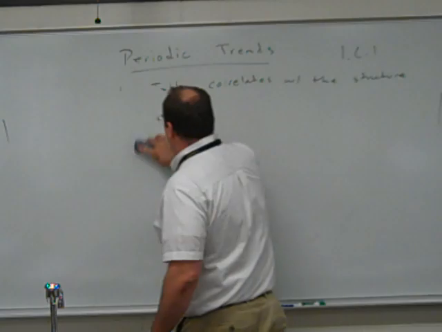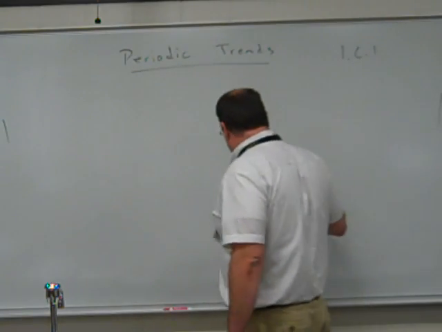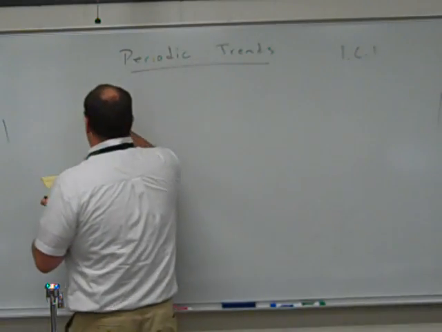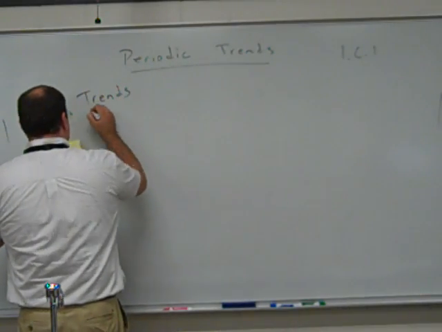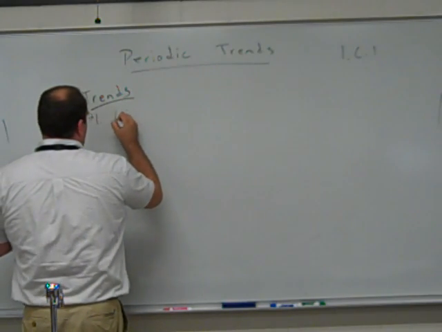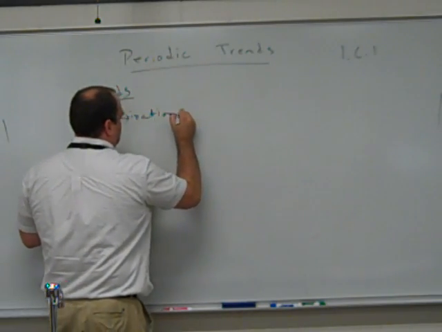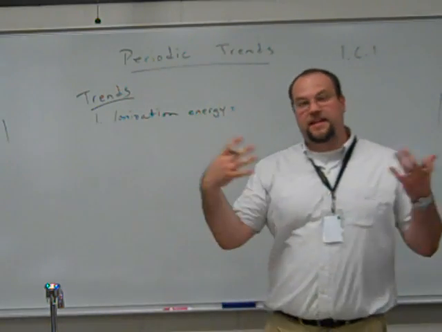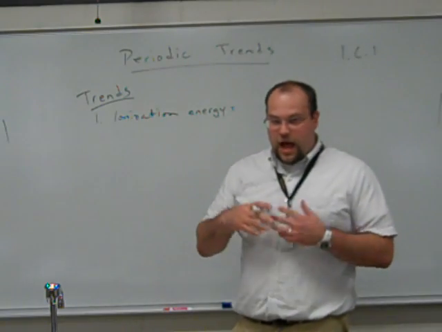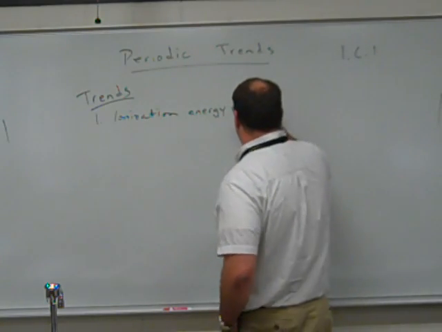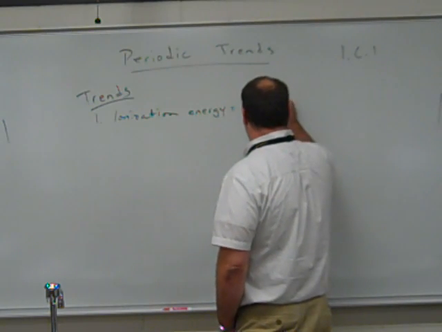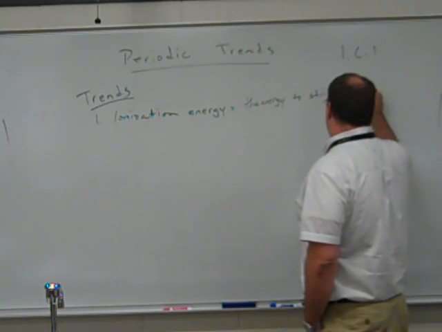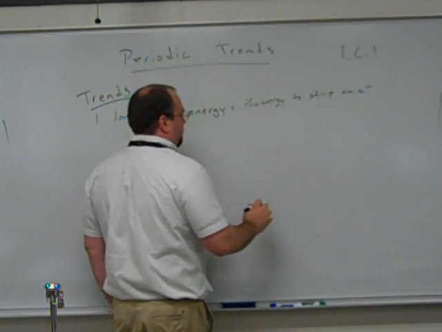All right, so there are 4 main trends, and they're all based off of essentially how much an atom wants an electron. So I have my trends. Okay, so the first trend is ionization energy. Ionization energy is how much energy it takes to make an ion. Okay, we talked about this in a previous video. How much energy it takes to make an ion, or the energy to strip an electron. So how much energy it takes to strip an electron.